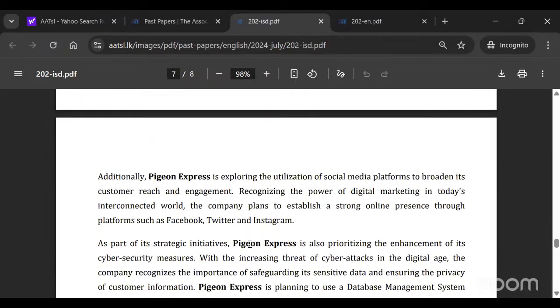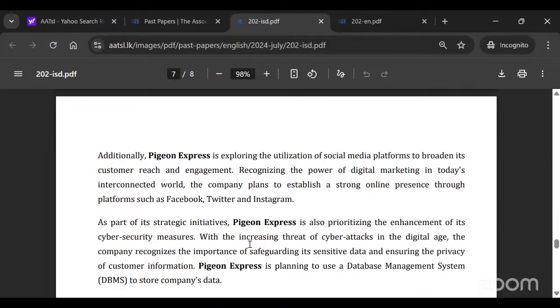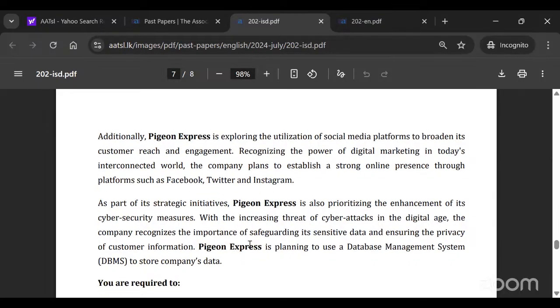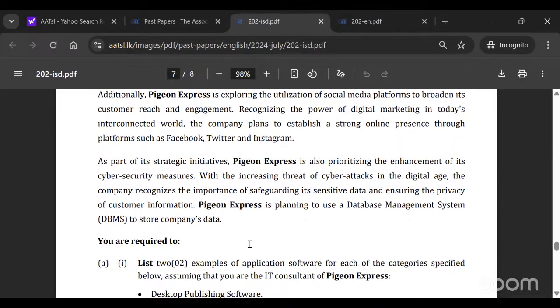Additionally, Pigeon Express is exploring the utilization of social media platforms to broaden its customer reach and engagement. Recognizing the power of digital marketing in today's interconnected world, the company plans to establish a strong online presence through platforms such as Facebook, Twitter, and Instagram.